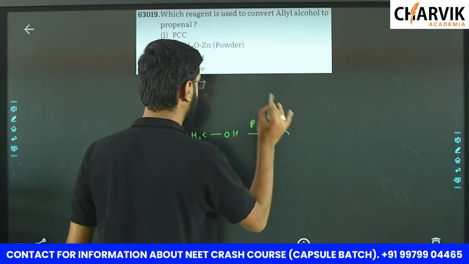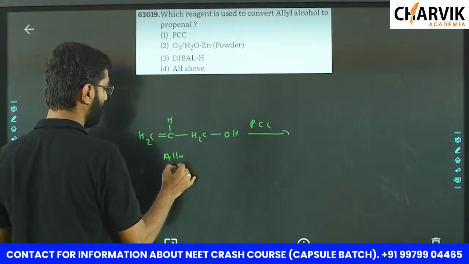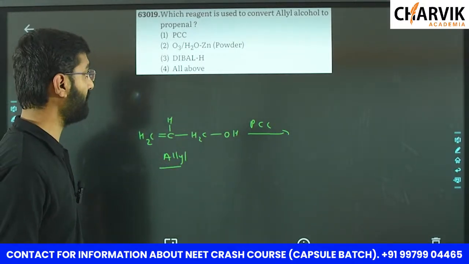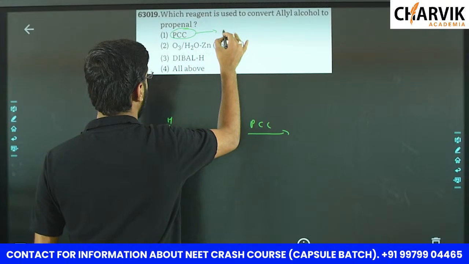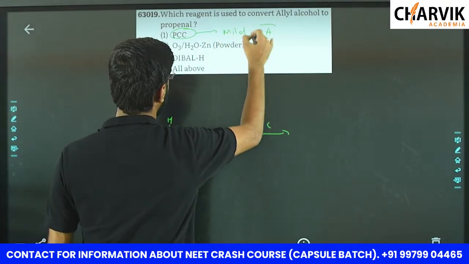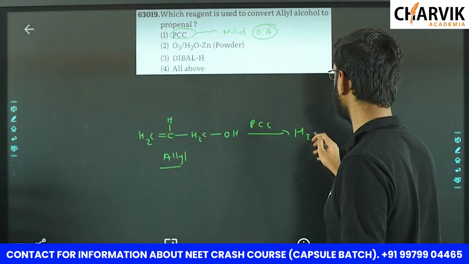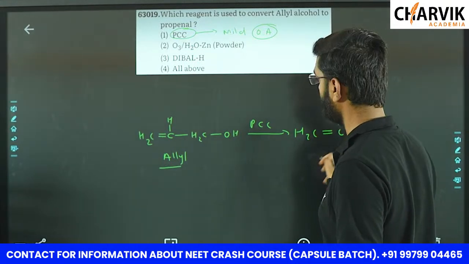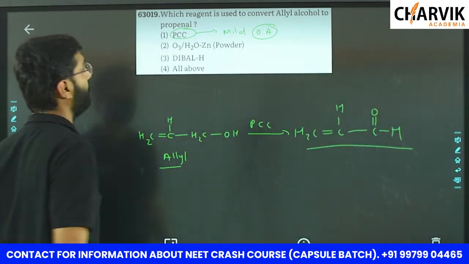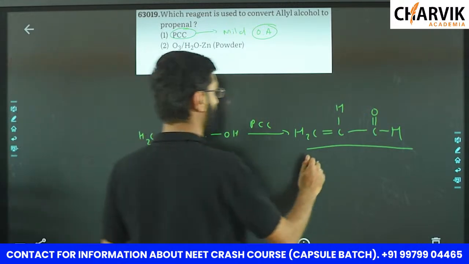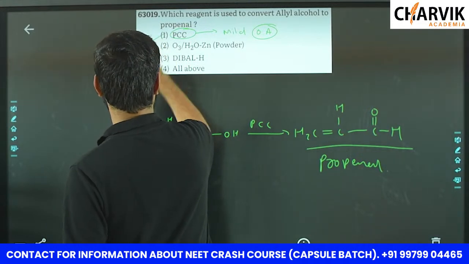Now do reaction with pyridinium chlorochromate. Okay, simple question about allyl alcohol. If you use pyridinium chlorochromate, this is a mild oxidizing agent, and you will finally get CH2 double bond CH, C double bond OH, and this is the structure of propanol. Right? So your answer is first. Yeah?